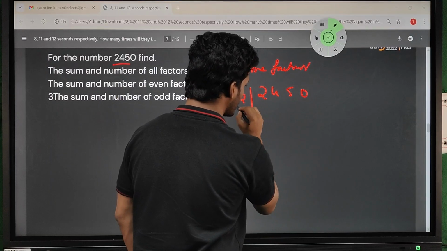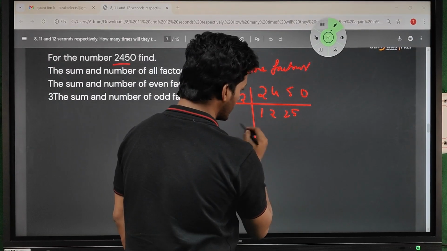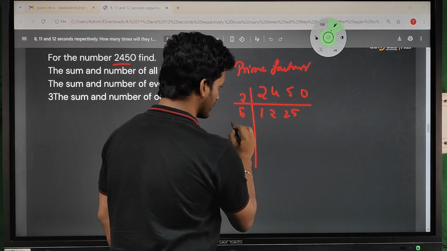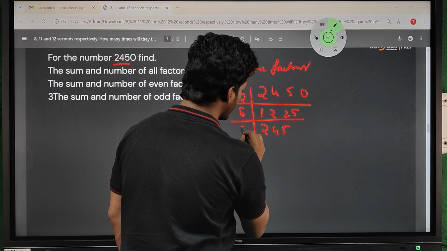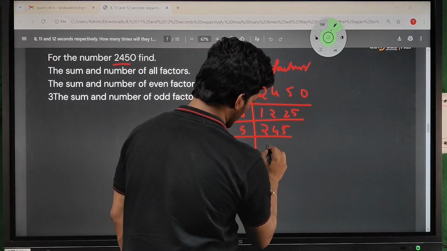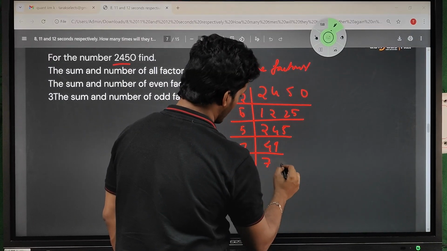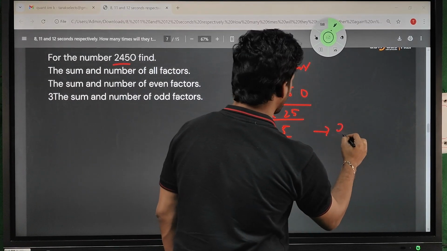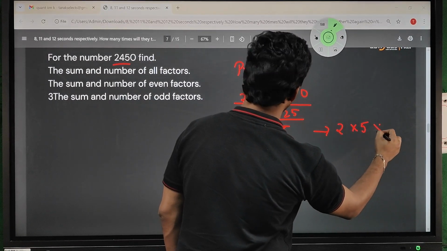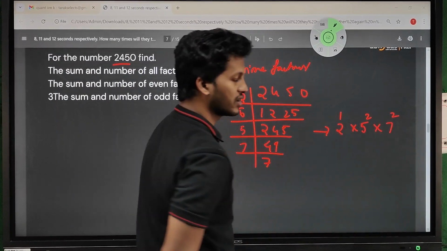Okay, we will start with 2. 1, 2, 2, 5. And it is ending with 5, so I am going with 5. And the next one is 5 again. 5 4 20, 5 9 45. Now we are going with 7. Now we have to write everything in terms of powers of prime numbers: 2 power 1, 5 square and 7 square, right?